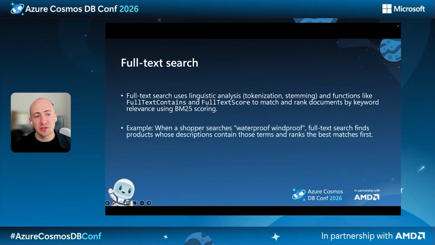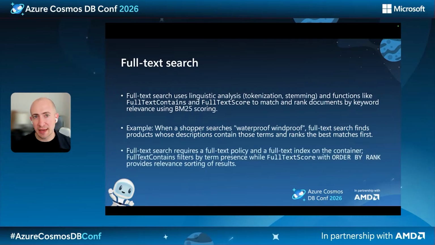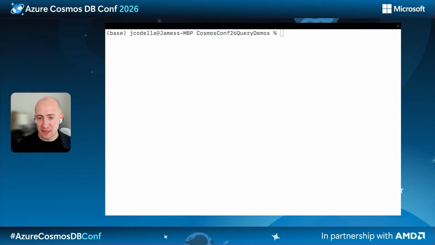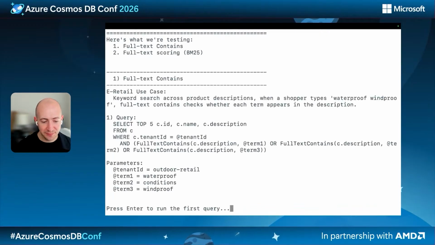Right. So an example here is when a customer wants to do a search and you want to search by those text keywords or by those text phrases. This is a really powerful tool for enabling that. Okay, so we'll run this scenario as well. We'll clear the terminal again and go ahead and run the full text demo.